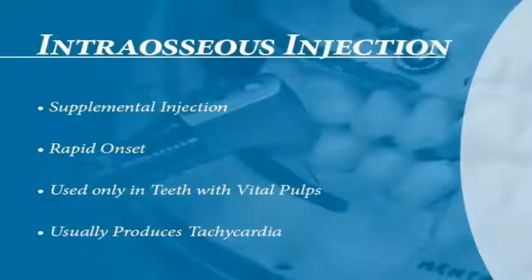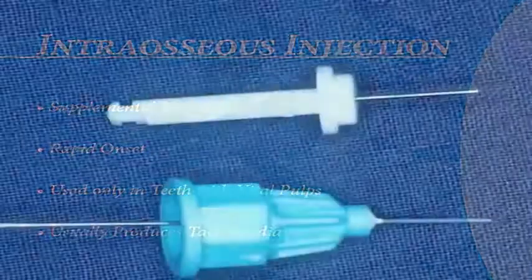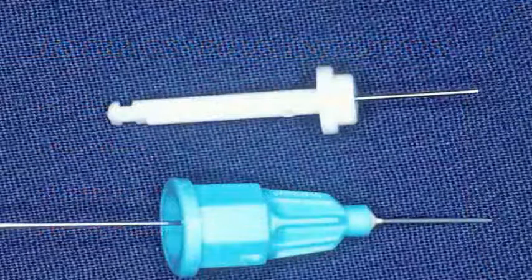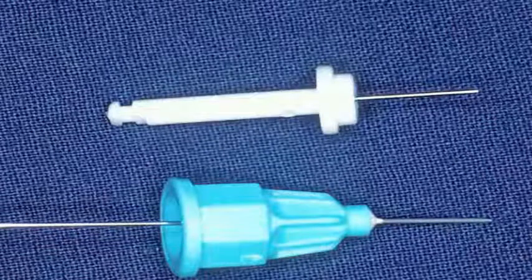The intraosseous injection. This is a supplemental injection with a rapid onset, and it is used when conventional injection gives inadequate pulpal anesthesia for teeth with vital pulps. This injection usually produces tachycardia, so the patient should be forewarned. There are commercially available devices from Stabident. The perforator and a matching ultra-short needle are shown here.